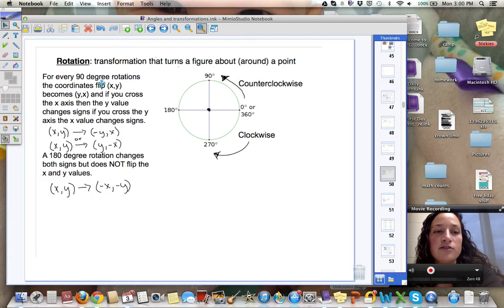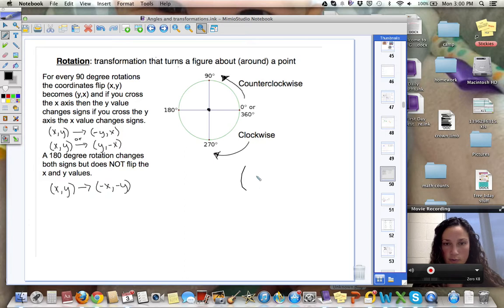So for every 90 degree rotation, the coordinates flip. x, y becomes y, x. So every time there's a 90 degree turn, if I had, let me write it down, the coordinate point 2, 7, and I rotate 90 degrees, it's going to then become 7, 2. I just then need to decide where the negative goes.